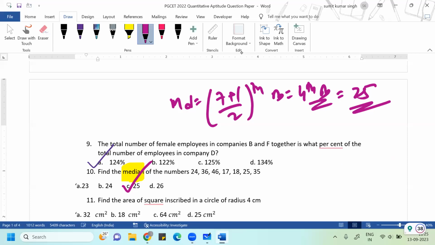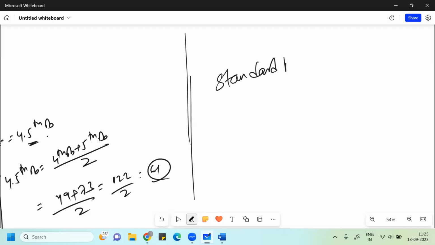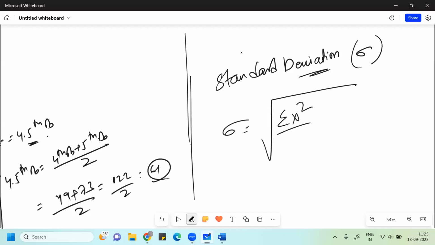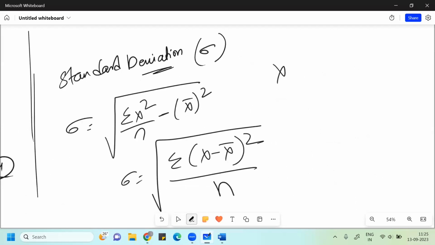Okay. So just for your knowledge, when it comes to standard deviation, there is a possibility they might ask you a question on standard deviation. Standard deviation we represent with the symbol sigma, and the formula of standard deviation is the square root of summation of x square by n minus x bar square, or the other formula is summation of x minus x bar whole square by n. What is x bar, guys? X bar is the average. You all know average: sum of data by number of data.